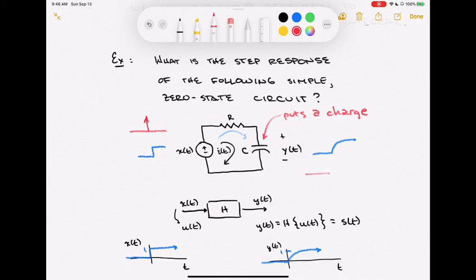It had no charge before the delta was hit. The delta hit, it came in and it charged that capacitor up and was able to do so instantaneously because of that unique nature of the delta function. Then the input disappeared and we had that capacitor holding that charge, but seeing a resistor, so that capacitor should discharge, something like that. So we have an idea of what the impulse response should look like. It should look like a decaying exponential.